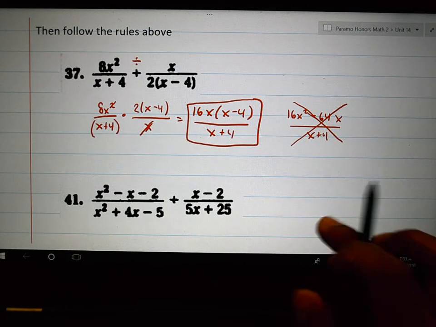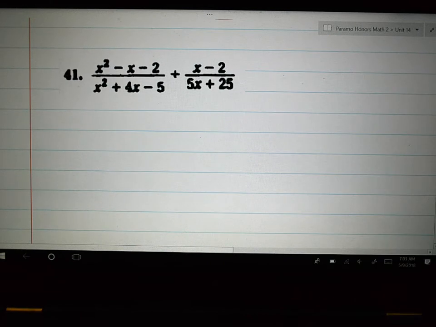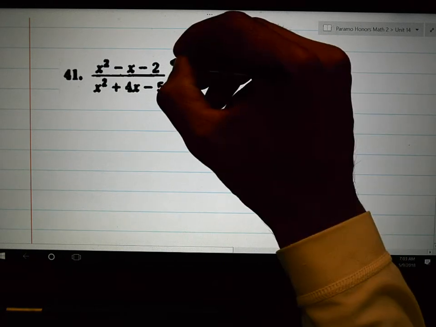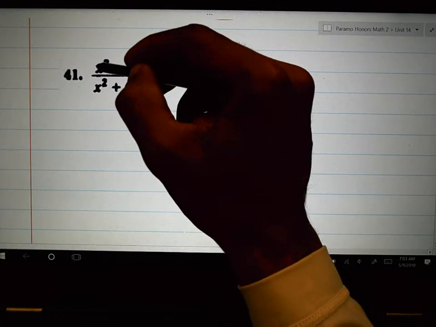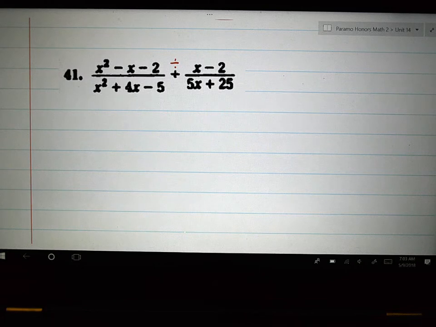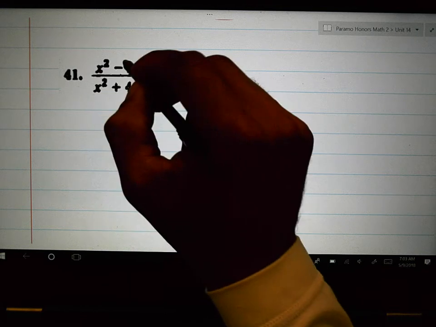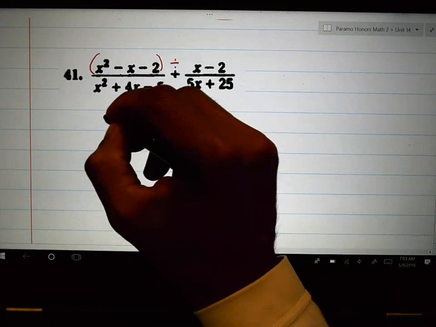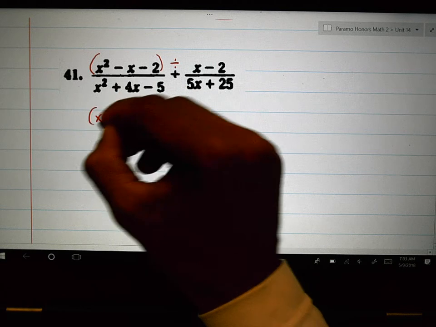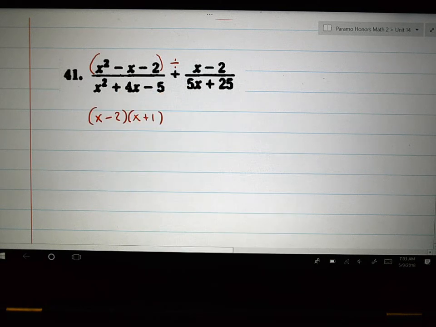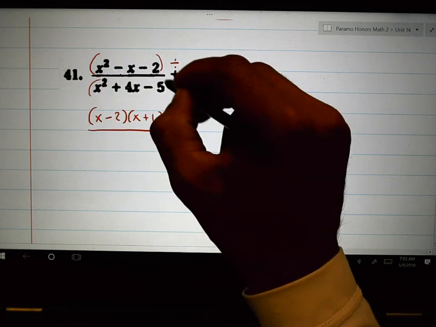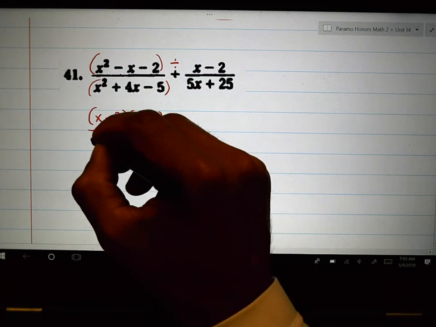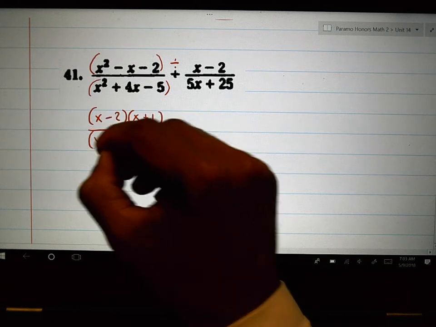Lastly, number 41. This, by the way, is a division sign. It's a divided by problem. We cannot reduce because it's in a relationship with those things. So what I'm going to do for 41 is I'm going to factor this top piece. I'm thinking it's x minus 2, x plus 1. That works. I'm going to factor the bottom piece. X plus 5, x minus 1.